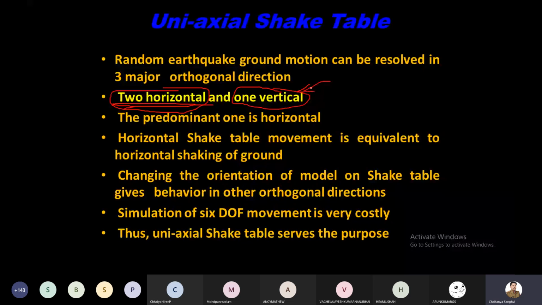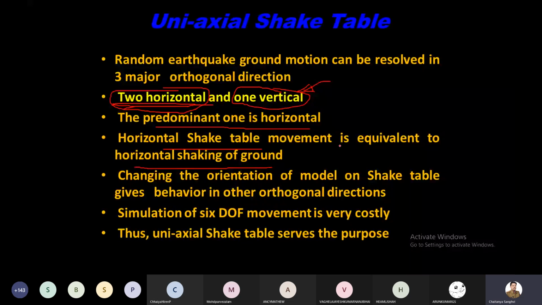If your structure is located near the epicenter, this component is required, right? So we are now talking about the two horizontal components, right? The predominant component is horizontal. Now the horizontal shake table, if you consider, it will give you the horizontal shaking of the ground, right? Now the question will arise: if we want to create a shake table, then it should be a biaxial shake table. Biaxial shake table means it should vibrate in two directions, x and z direction, right?